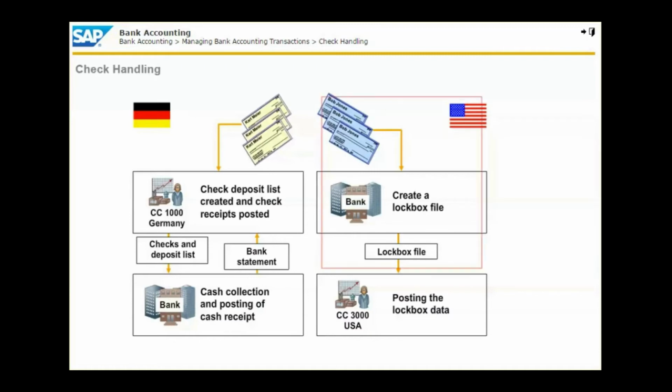United States. The checks are sent directly from customers to the company's lockbox. The bank collects the money and records the checks and payment information in a lockbox file. The bank sends this lockbox file to the accounting department. By posting the lockbox data, the paid items are cleared in accounts receivable, and the check amounts are posted directly to the bank incoming checks GL account.